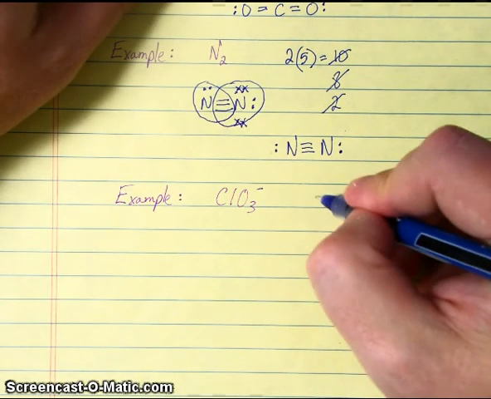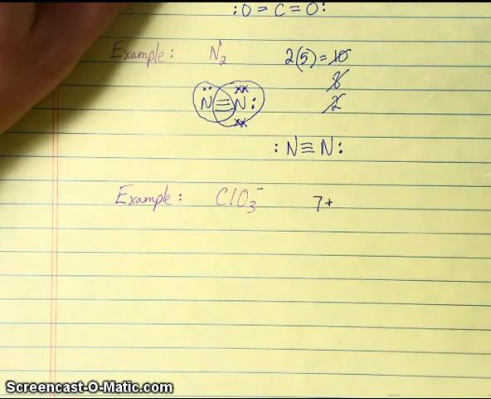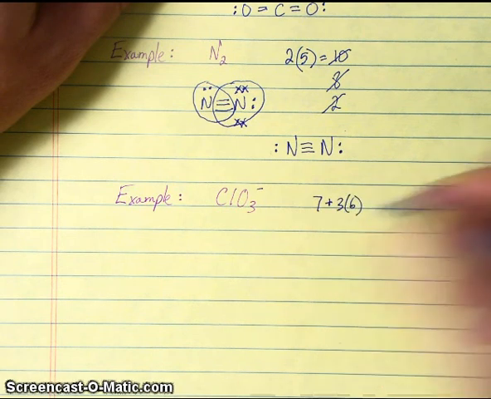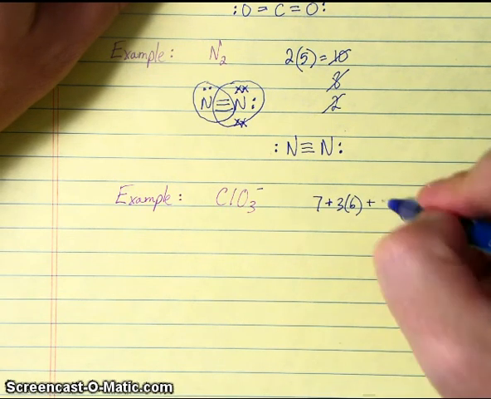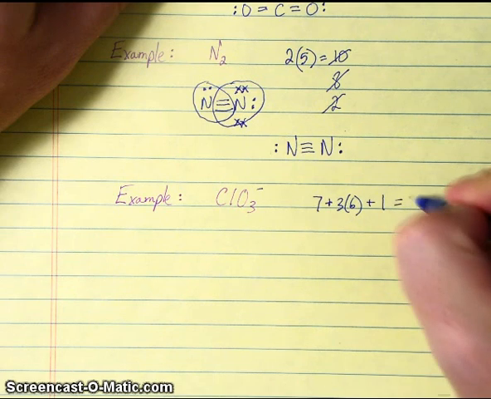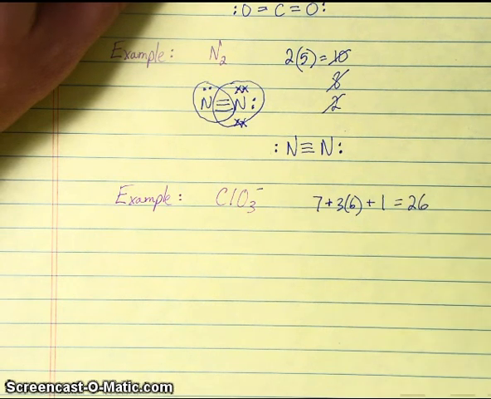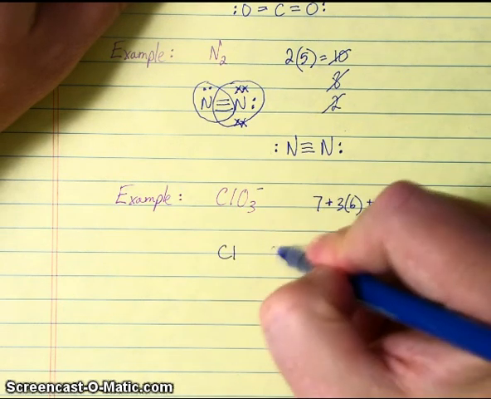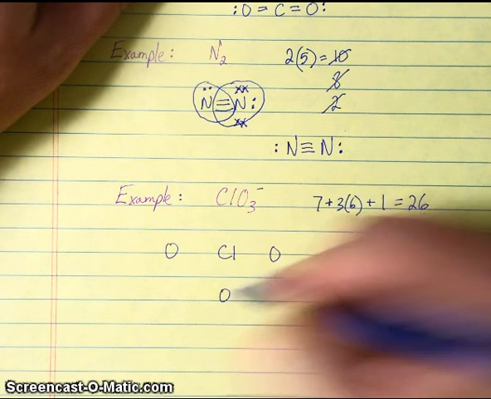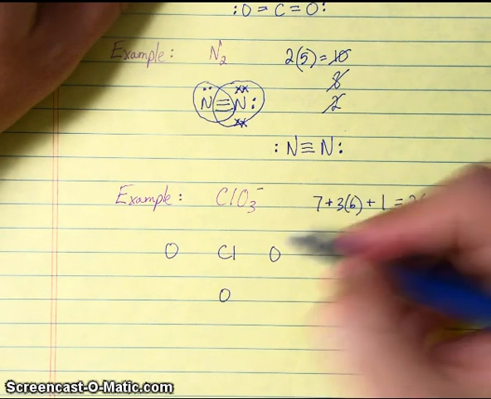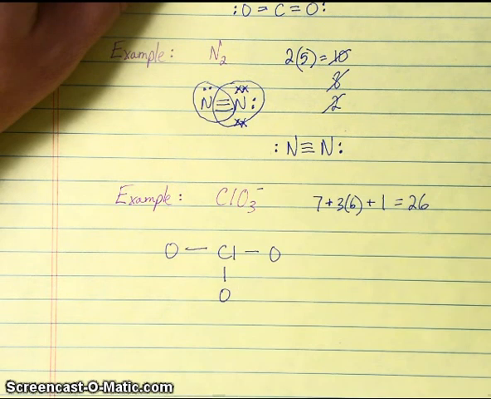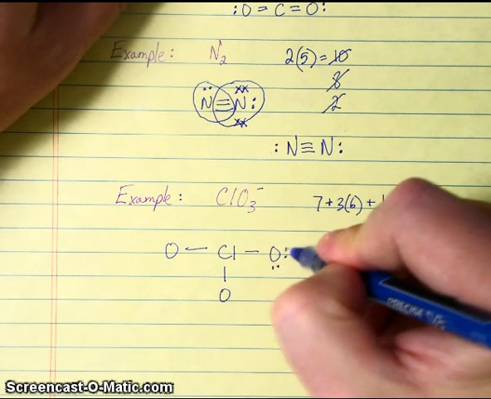Okay, so here I'm doing the math that I have 7 valence from chlorine. I have 3 times 6, I have 18 from oxygen. And the -1 charge means add an additional electron. This total is 26. I draw my skeleton, and chlorine is the central element in this case. I make a single line between each of the bonding atoms, update my count, complete the octet of outer atoms.